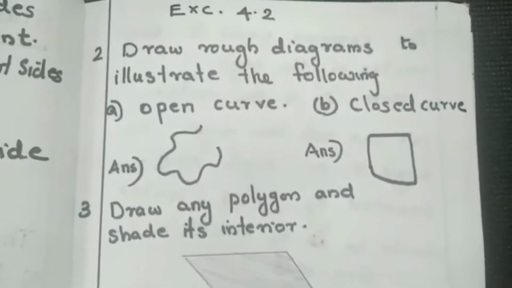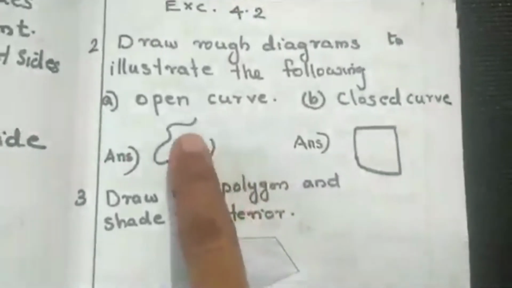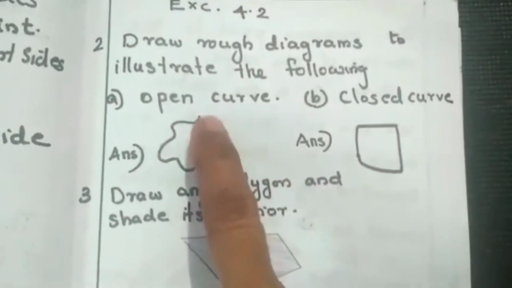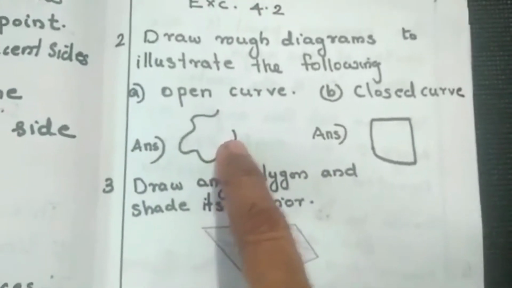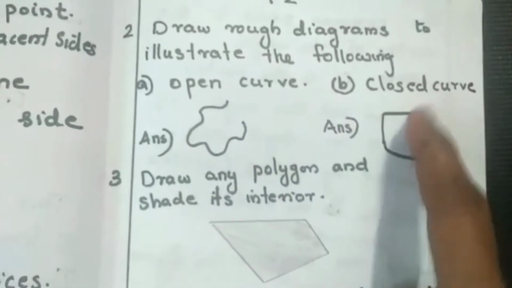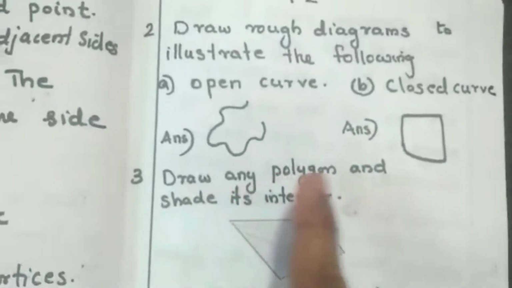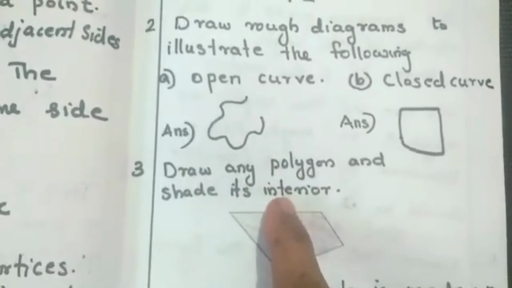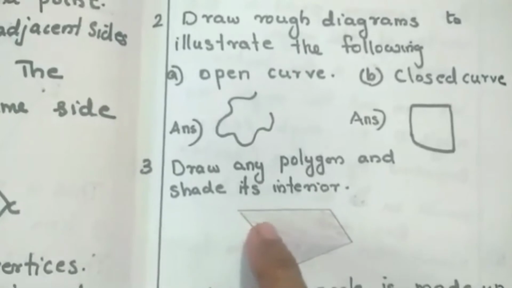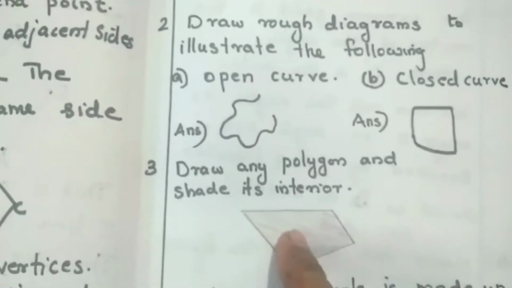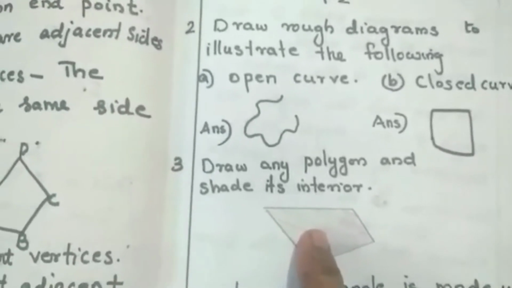Draw rough diagrams to illustrate the following. Open curve: we must draw an open curve. Here it is open, not joining the starting point and ending point. So this is an open curve. Next, to draw a closed curve, we draw a closed curve. Next question: draw any polygon and shade its interior. What do you mean by interior? Interior means inside the figure, the position inside the boundary of the figure. So this is the interior. We have to shade the interior of this polygon.